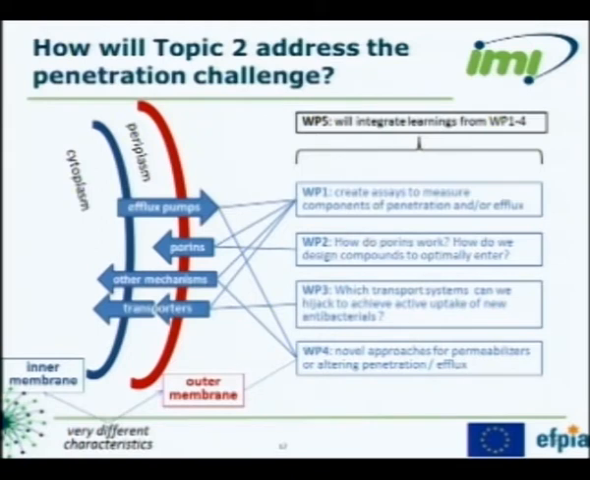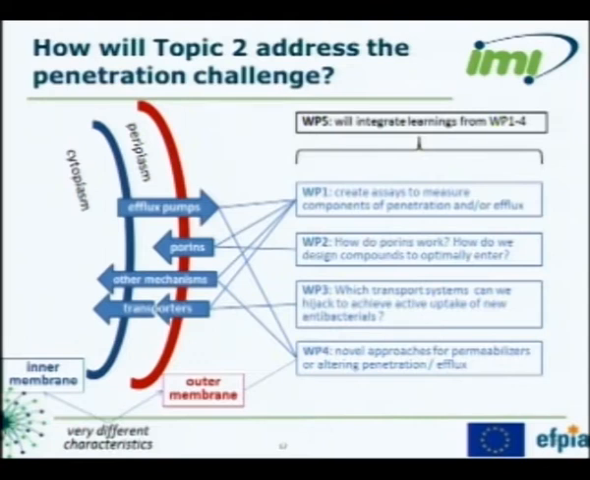Work package 2 is going to focus more on porins. We know that these are the protein holes that are in the outer membrane of gram-negatives. Some antibacterials use those pathways to penetrate. We'd like to understand more about how we design molecules so they optimally traverse through these porins.